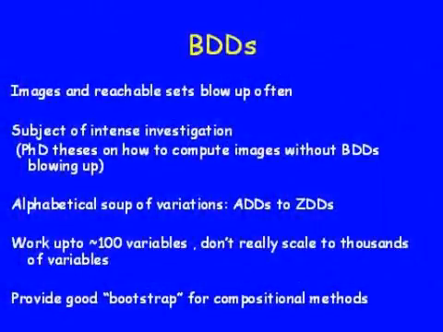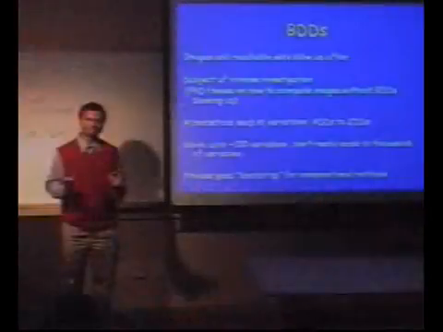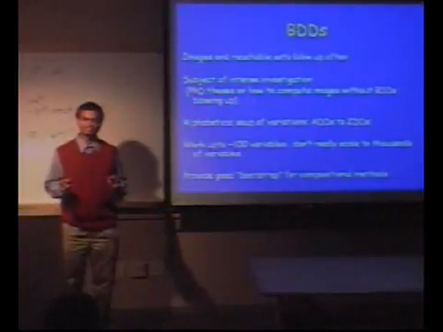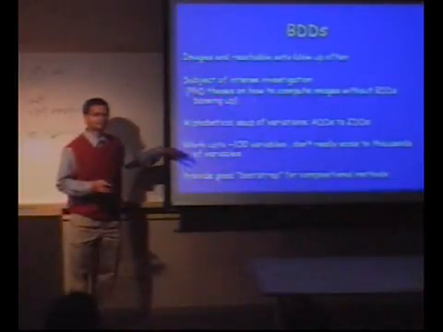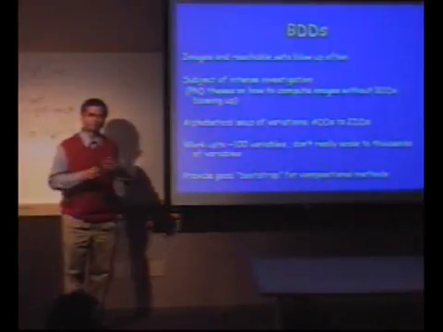So people have just done so many hacks on this, and the bottom line is that if you have over 100 variables in your system, then BDDs tend to work with someone who doesn't have a PhD, right? So if you have 500 variables, then you need someone who has done a thesis in image computation to actually drive them.